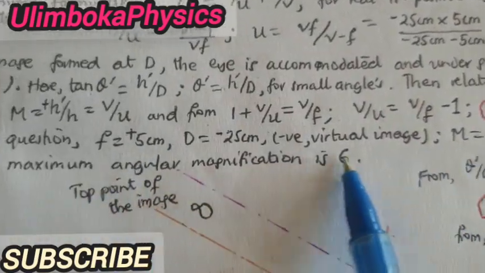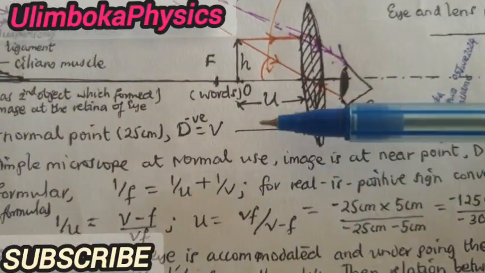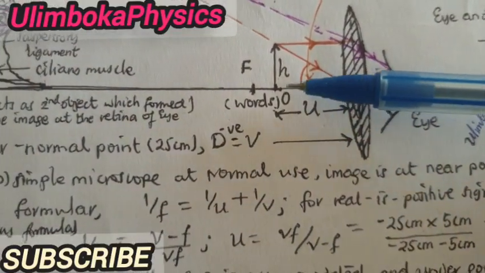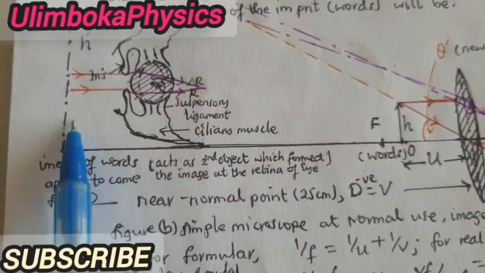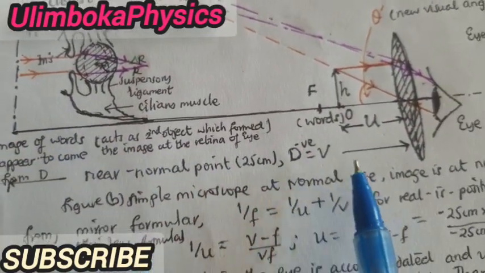This is our maximum angular magnification when the lens is taken close to the object and forms a final image at the near point D.